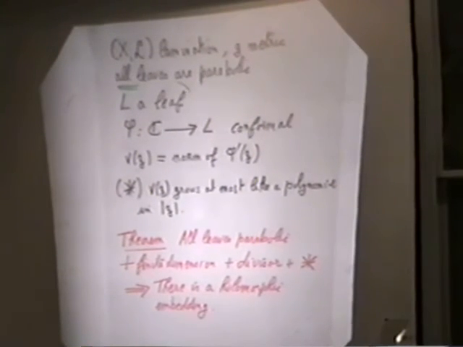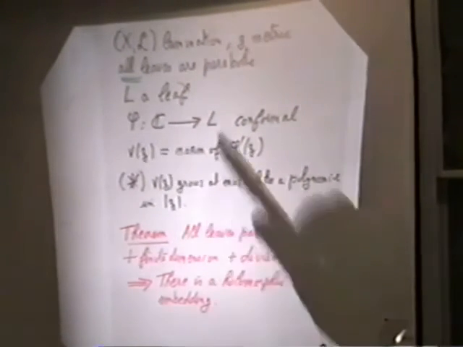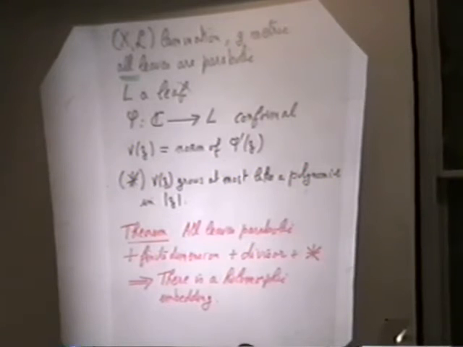So pick a leaf L. By assumption, this leaf is conformal to C, so there's a conformal isomorphism from C to L. And just compute at the point z the norm of the derivative of this map. The norm is computed using, on the left-hand side, the usual metric on C, and on the right-hand side, the metric that you have, G.